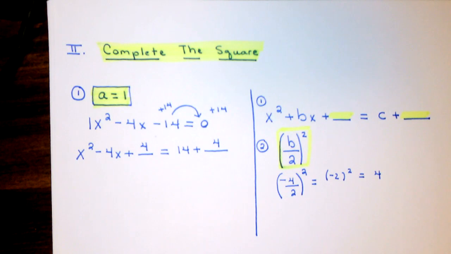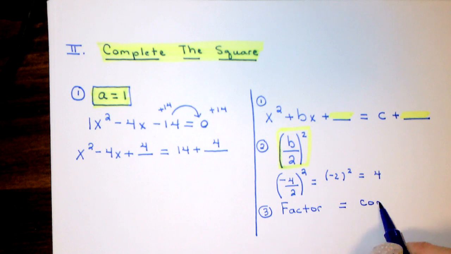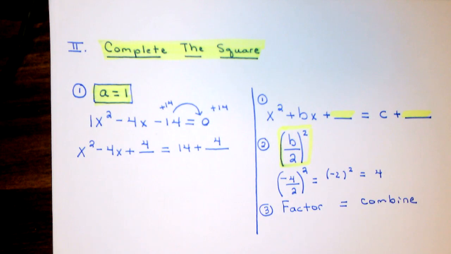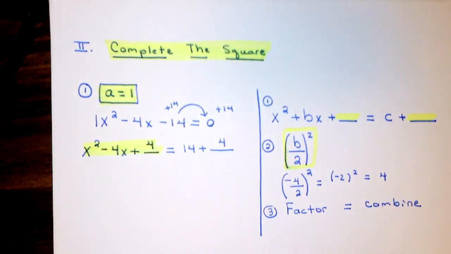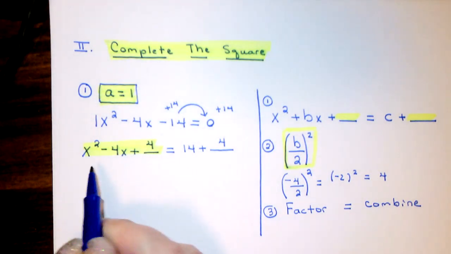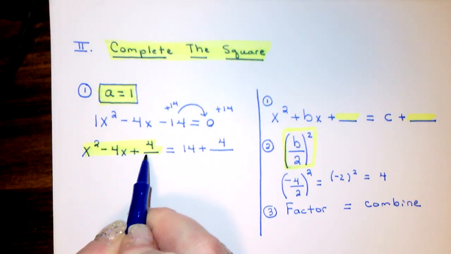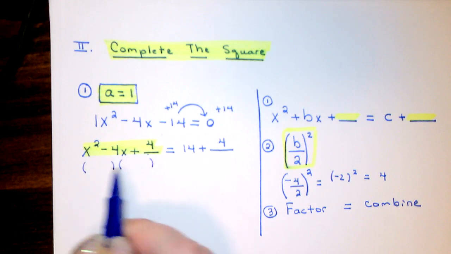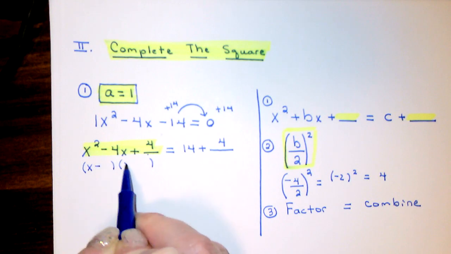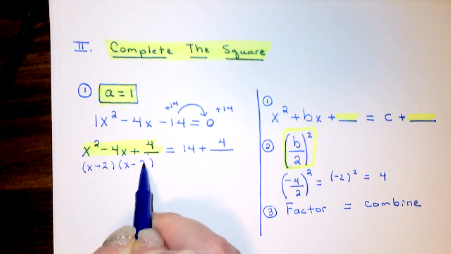Okay. After you do that, step 3, you're going to factor. So you're going to have to factor the left side, and you're going to combine the right side. Okay, so right here, you're going to factor this trinomial. So it's going to break down to, if you remember, it's got to multiply to be 4, and add to be -4. So your signs are going to have to be minus, minus, 2, and 2.